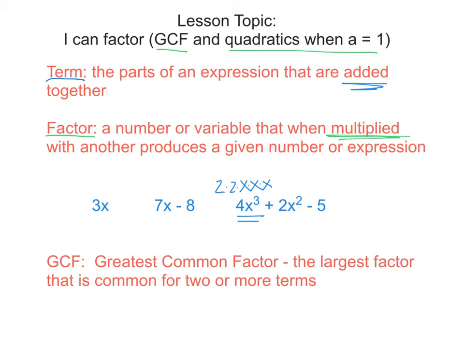But now we have to focus on GCF, the greatest common factor. Now, the greatest common factor simply means that it is the largest factor that is common for 2 or more terms. So we're going to look at some examples on the next screen, and you've done this before, about how to factor out something that is called the greatest common factor.